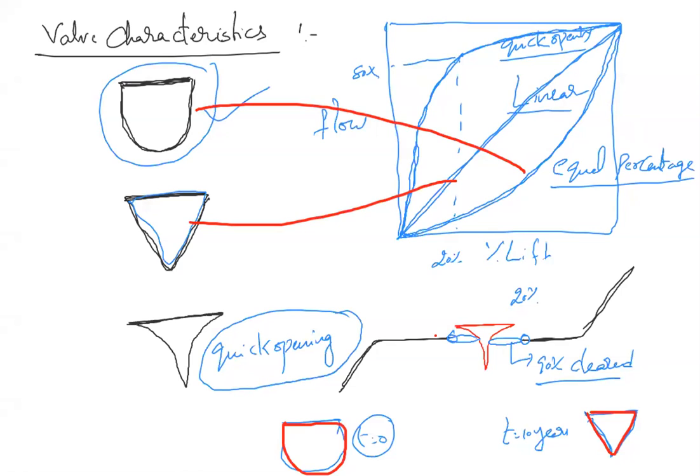Quick opening, the main disadvantage is you can't adjust the flow. By opening a single thread, you will get, let's say, 80-90% of the flow. So that is why generally we start with equal percentage or sometimes linear.